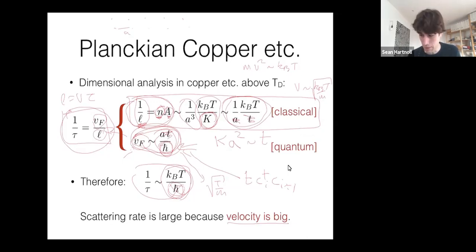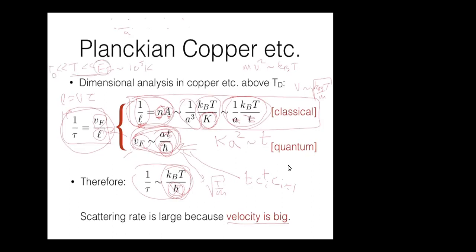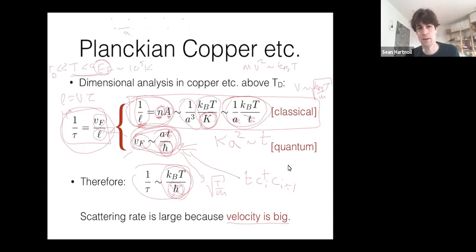So the nice thing about a metal is that the Fermi energy is like 10,000 Kelvin. And so at room temperature, the temperature is large, but it's large only by lattice scales. It's bigger than the Debye temperature, but it's much smaller than the Fermi temperature. So the electrons are still degenerate and quantum. So metals are quantum mechanical at room temperature.